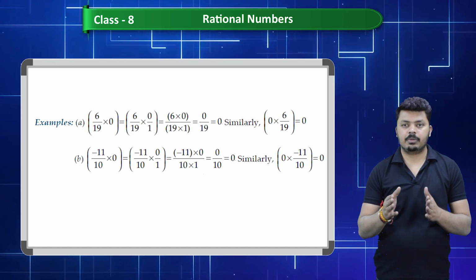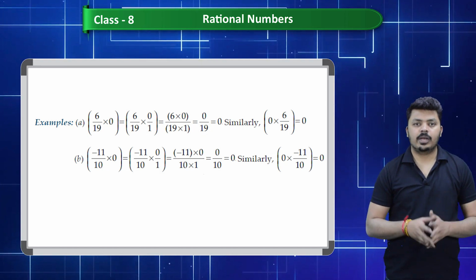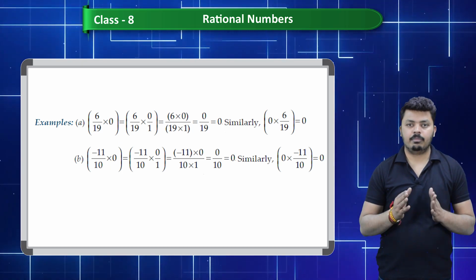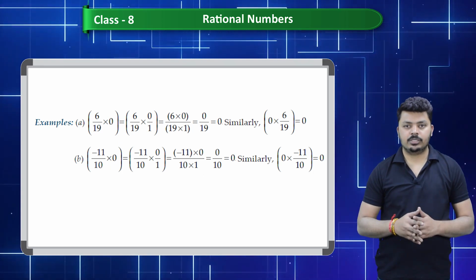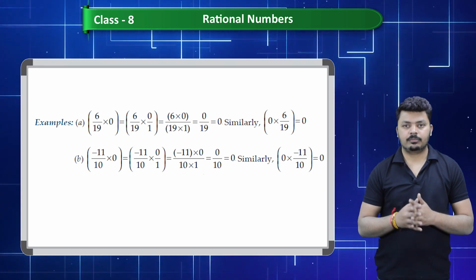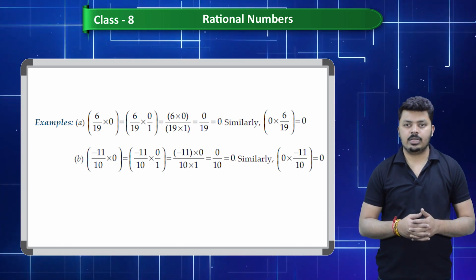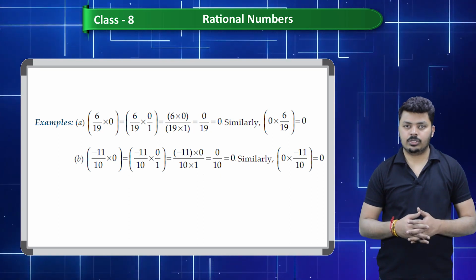Similarly, 0 multiplied by 6 by 19 is also equal to 0. B. Minus 11 by 10 multiplied by 0 equals minus 11 by 10 multiplied by 0 by 1 equals minus 11 multiplied by 0 by 10 multiplied by 1 equals 0 by 10 equals 0. Similarly, 0 multiplied by minus 11 by 10 is also equal to 0.